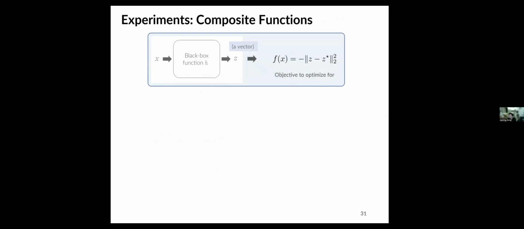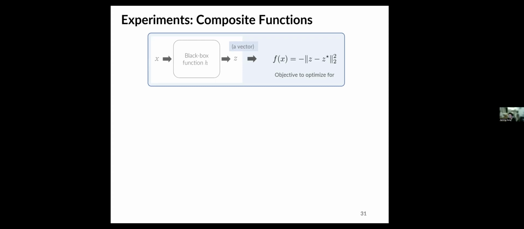And finally, I want to talk about the case where we can potentially use this for some more complicated cases, for example, in a composite function. So the composite function setting is as such. Instead of having a black box function that gives you one value, we have a black box function that gives us a vector of values. And our objective to optimize for is a known function of this vector value.